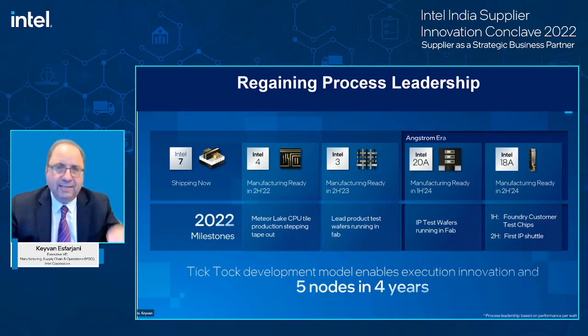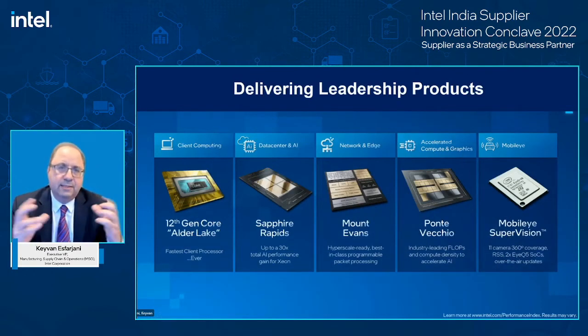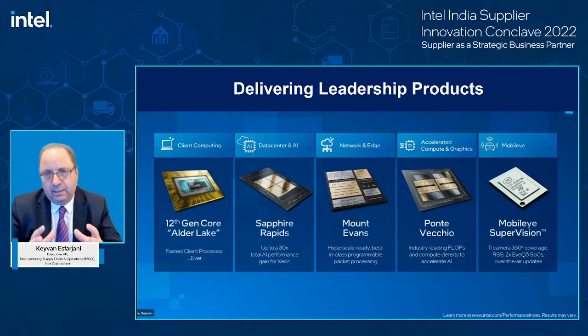But the process leadership has to be coupled with leadership products. And our leadership products are really centered around the key business groups that Intel supports, right, for our key customers. We have client computing, and that's where the leading product on Intel 7 is Alder Lake. It's shipping, it's beating every benchmark, and off the chart when it compares to this competitive product. This is what leadership is about, delivering leadership products to the marketplace. And I want to thank our team members in India who played a key role in enabling this product.